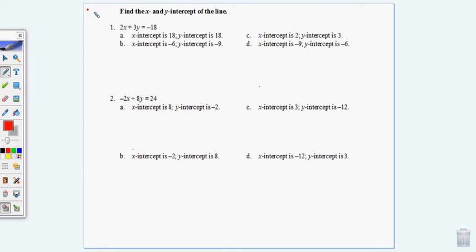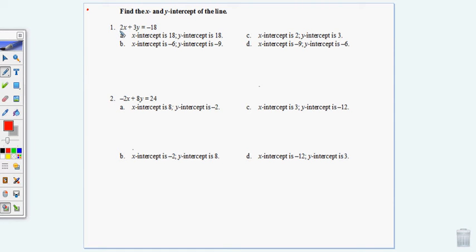For 1 and 2, we need to find the x and y intercept of the line. There are a couple of different ways of doing this, and I'm going to go over the way that I think is the easiest. However, there's other ways, so if you have another way that works for you, feel free to use that. Now the x and y intercept, we have currently an equation written in standard form.